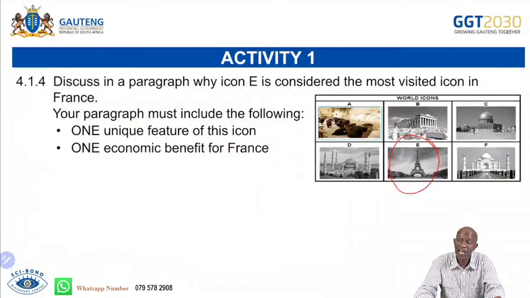One unique feature of the icon, as well as one economic benefit. So you're going to write a paragraph focusing on one unique feature and one economic benefit. So this is the guideline that you must follow.